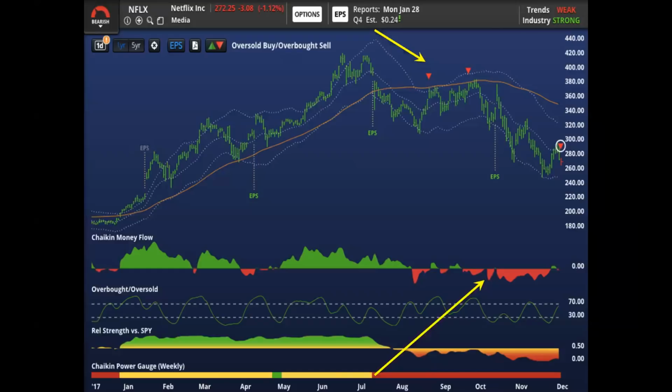Netflix, bearish personality change, bearish power gauge rating. What do you want to do? You want to sell the rallies. So we have our overbought sell signal, a new 8-day high in the stock with a bearish power gauge rating. But notice the progression from bearish personality change to bearish power gauge rating to institutional selling.